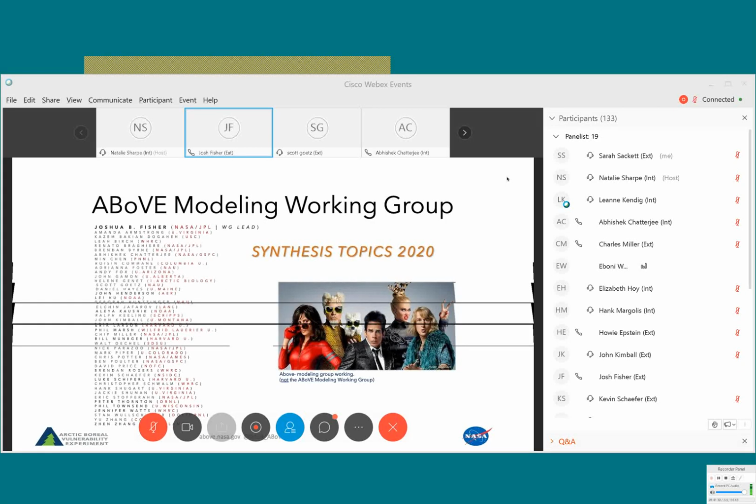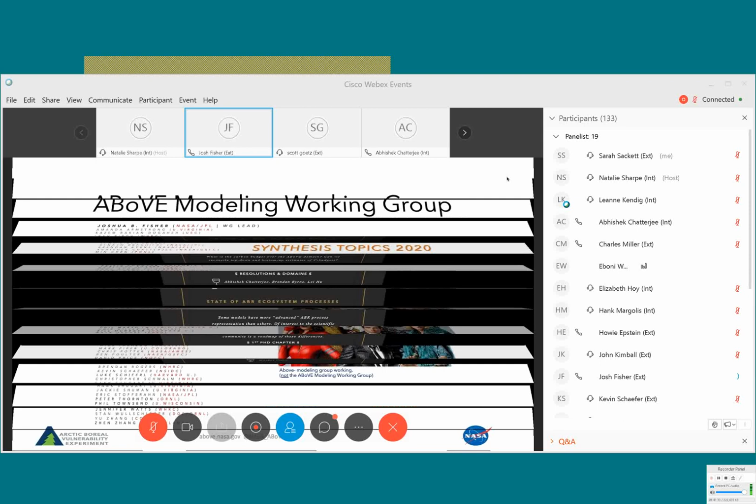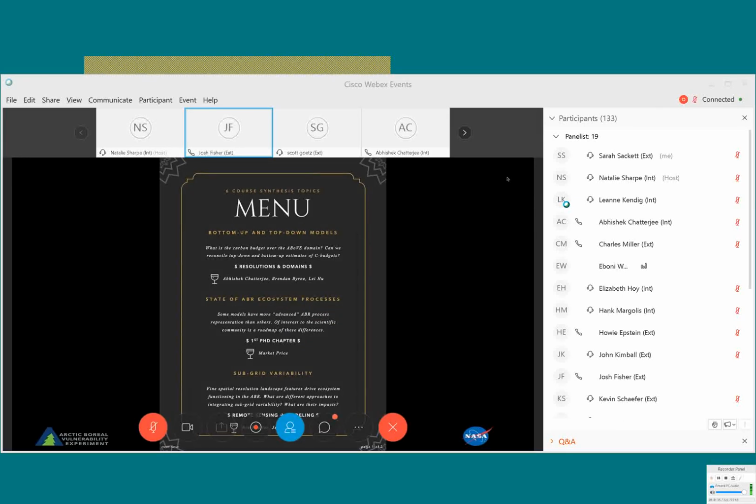And very high level, a lot of it's been discussed by the other working groups with the syntheses. So here is our first page of our 6-course synthesis topics menu for the modeling working group. And we've already heard about the first item on the menu from Abhishek on the bottom-up and top-down models, reconciliation for carbon cycling.